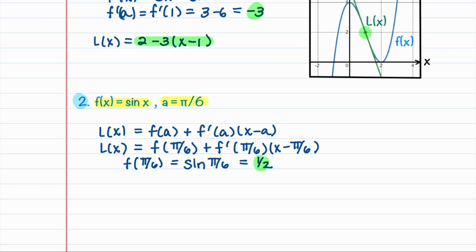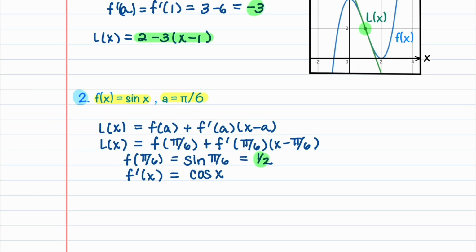Now we need to find f prime at pi over 6, so we first have to find f prime. The derivative of sine is cosine, so f prime is cosine x. Now we can find f prime at pi over 6. That is cosine of pi over 6, which is equal to the square root of 3 over 2. And let's highlight that. Now we can write down L of x.